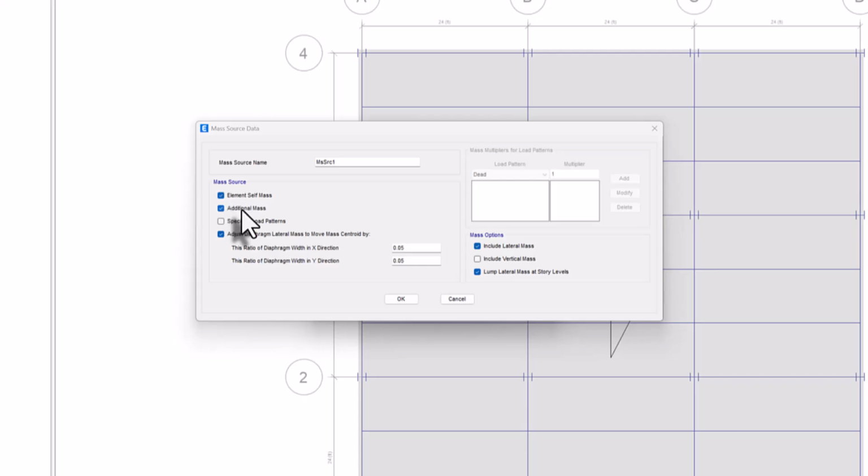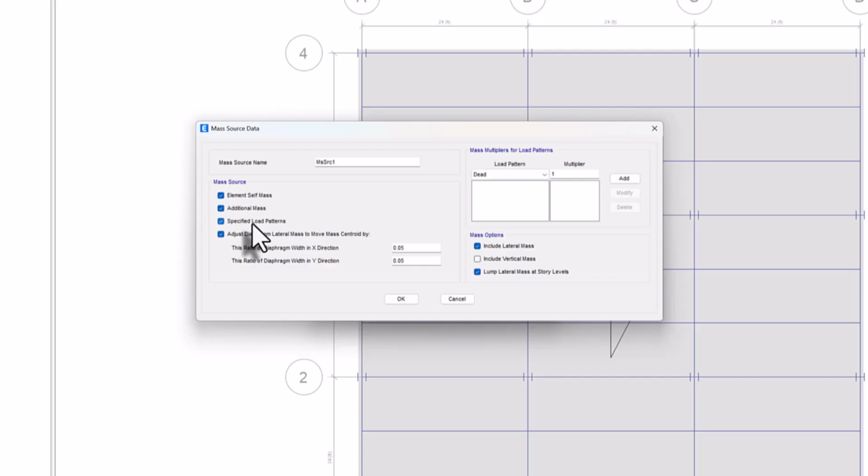Next, if you click on additional mass, it's also possible to assign additional mass to account for partitions, cladding, and so forth. This additional mass is applied to each joint in the structure on a tributary area basis in all three translational directions. Note that the additional masses can be input as negative.